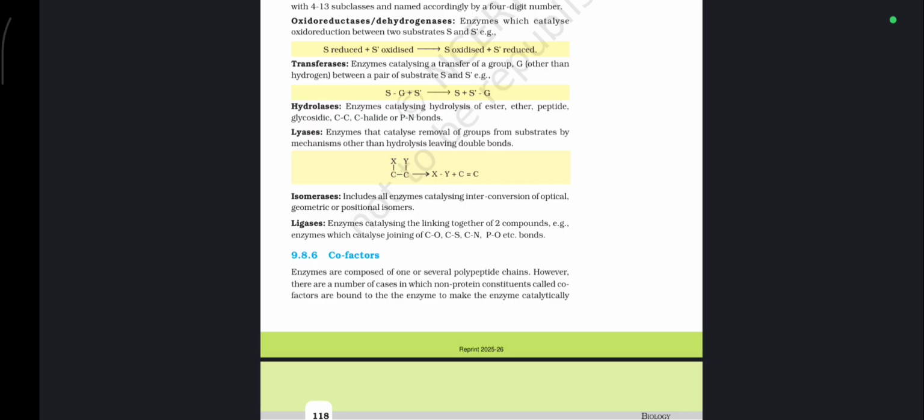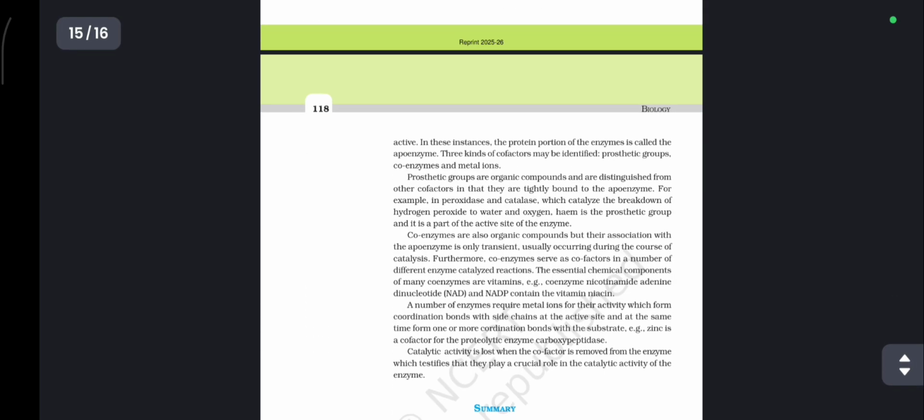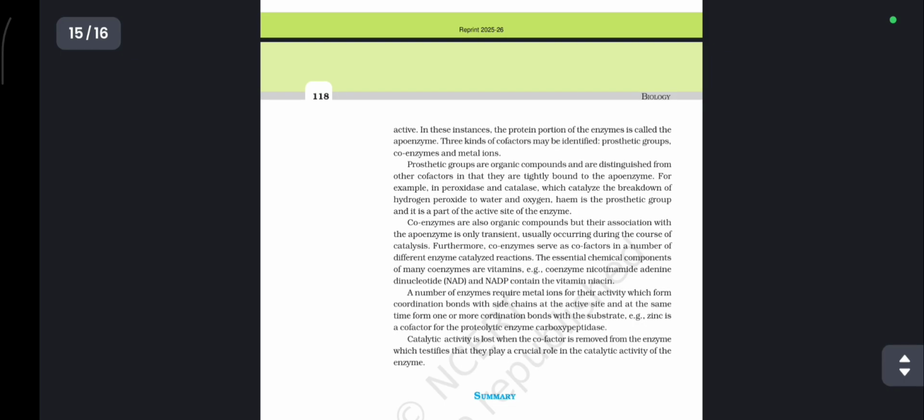Cofactors. Enzymes are composed of one or several polypeptide chains. However, there are a number of cases in which non-protein constituents called cofactors are bound to the enzyme to make the enzyme catalytically active. In these instances, the protein portion of the enzyme is called the apoenzyme. Three kinds of cofactor may be identified: prosthetic groups, coenzymes, and metal ions.